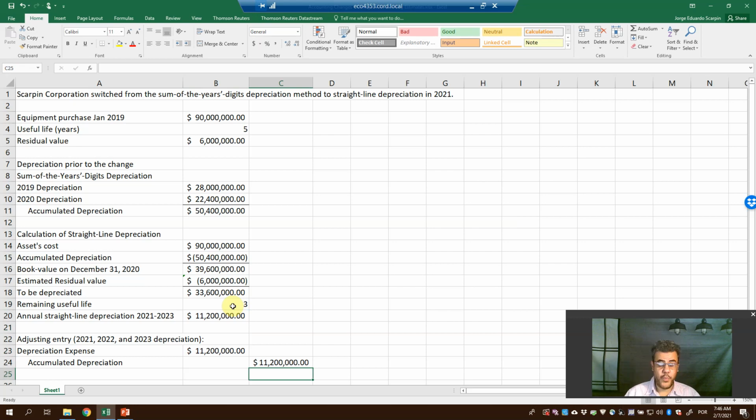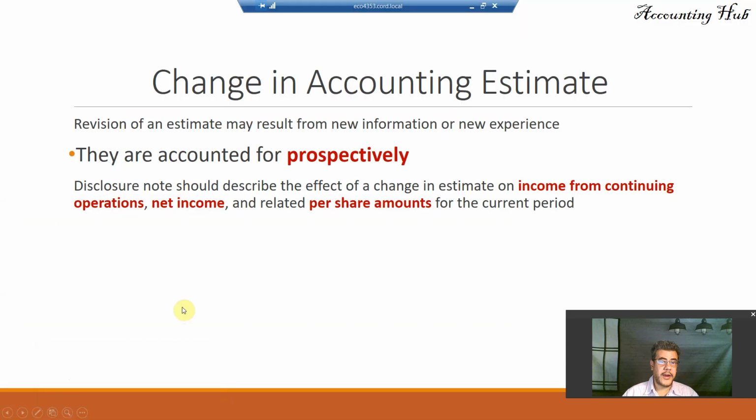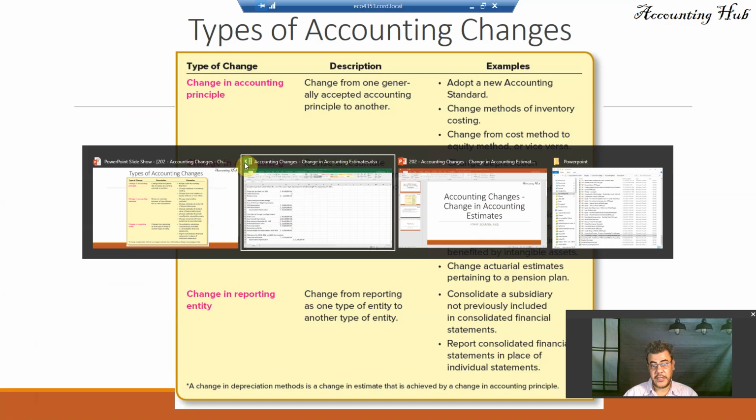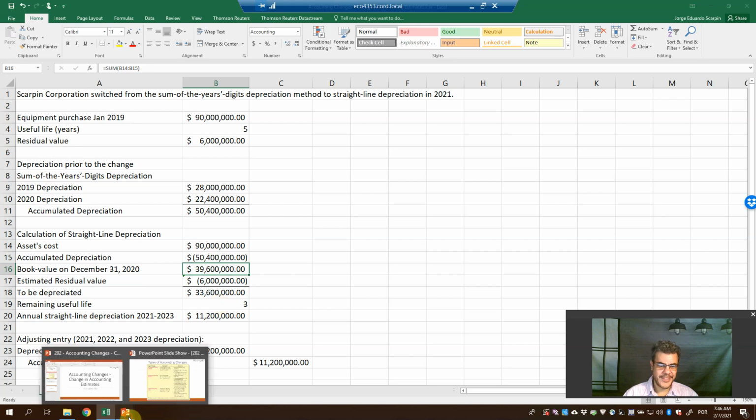So here, we don't go back to previous years. We only go back to previous years when we are changing accounting principles. Accounting estimates, we don't go to the past. We don't go retrospectively. Okay, guys. So what do we do? We find the actual book value and then we start the new depreciation. Okay, so nothing so hard here.